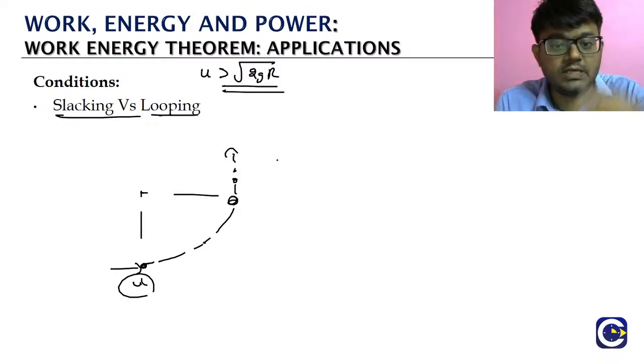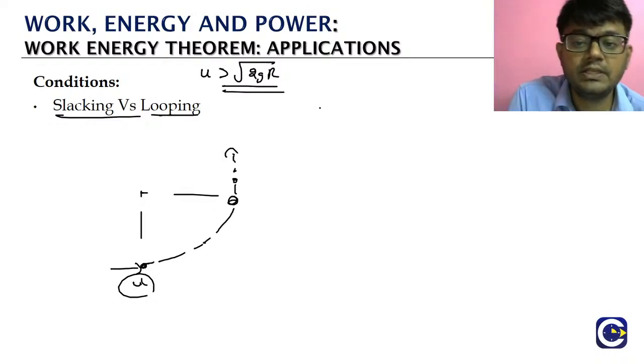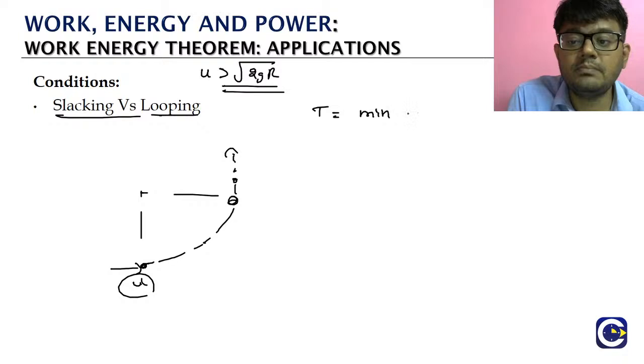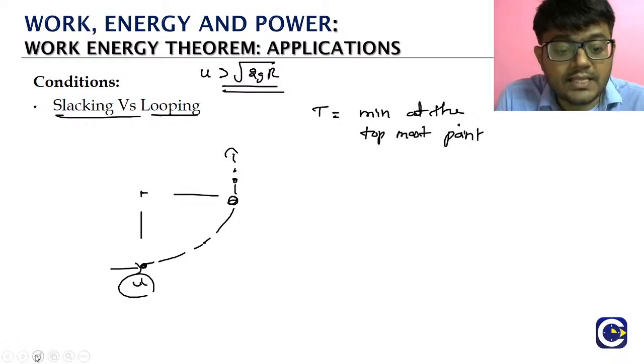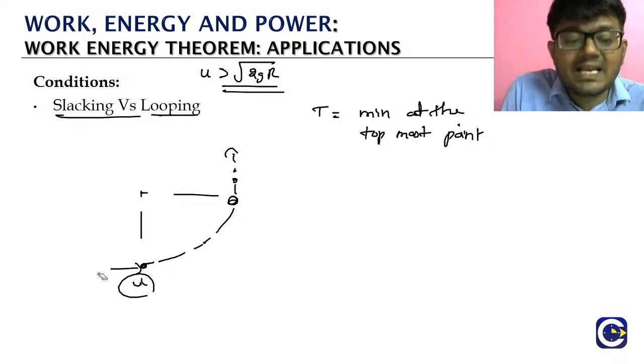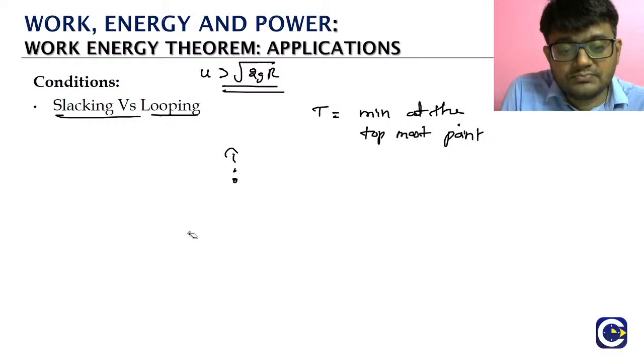Okay? So do you know where? As it is going up, the tension values will keep decreasing, because in the vertical circular motion, as the object is going up, tension will keep decreasing. Where will it be minimum? Tension is going to be minimum at the topmost point. So the value of tension in the vertical circular motion will be minimum at the topmost point.